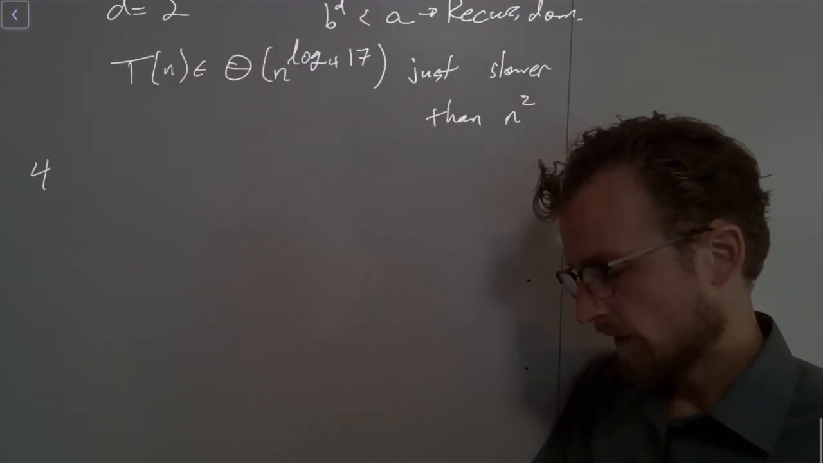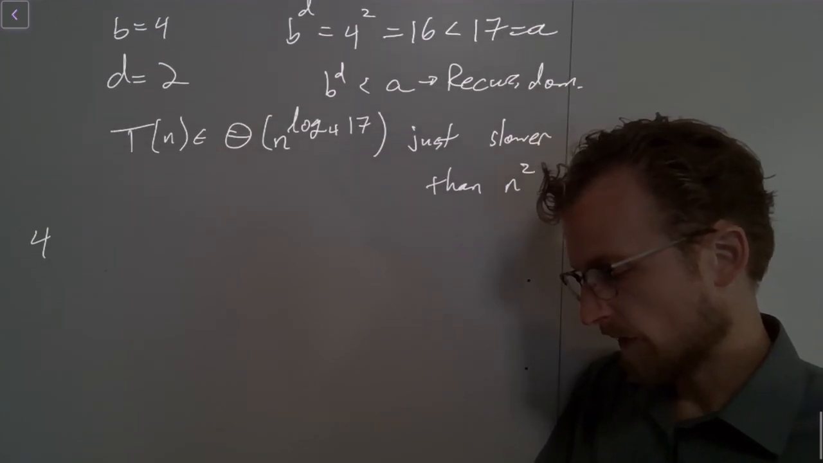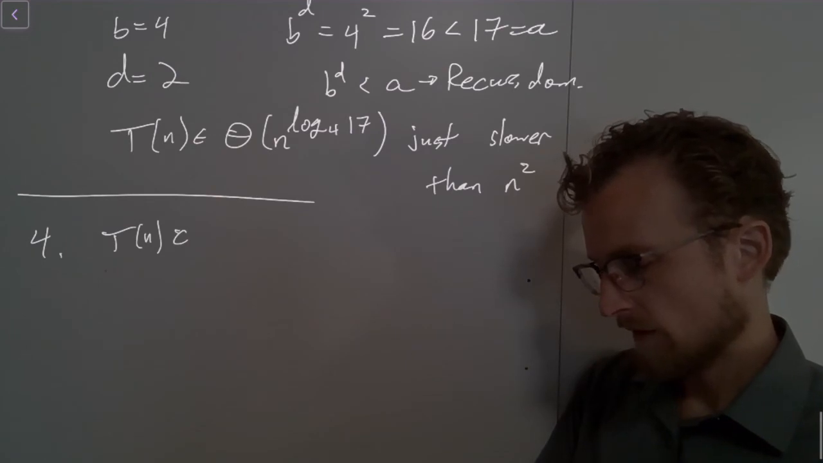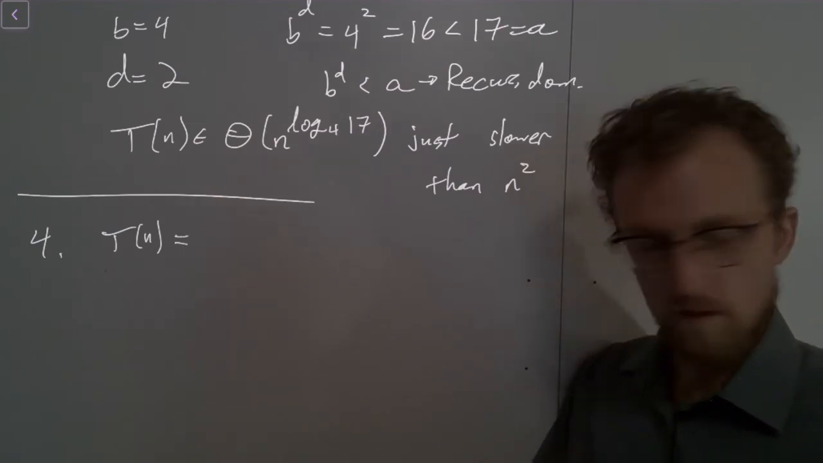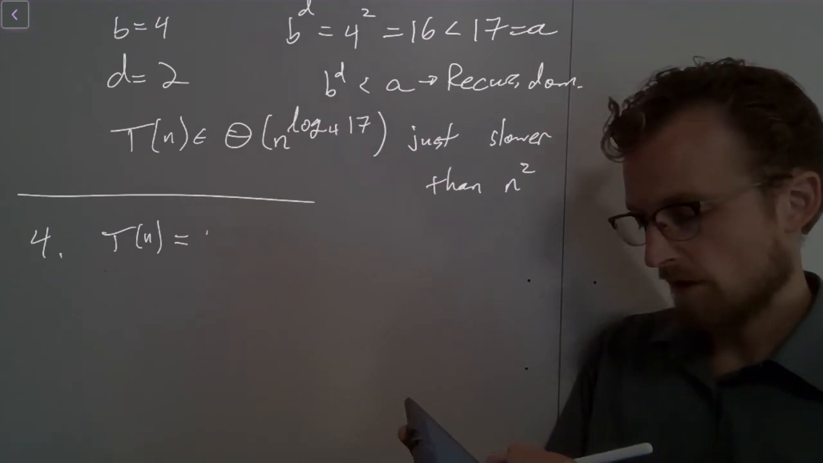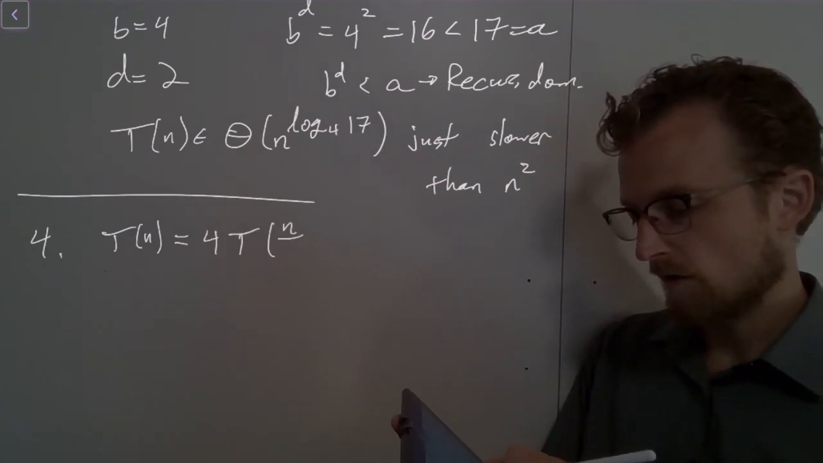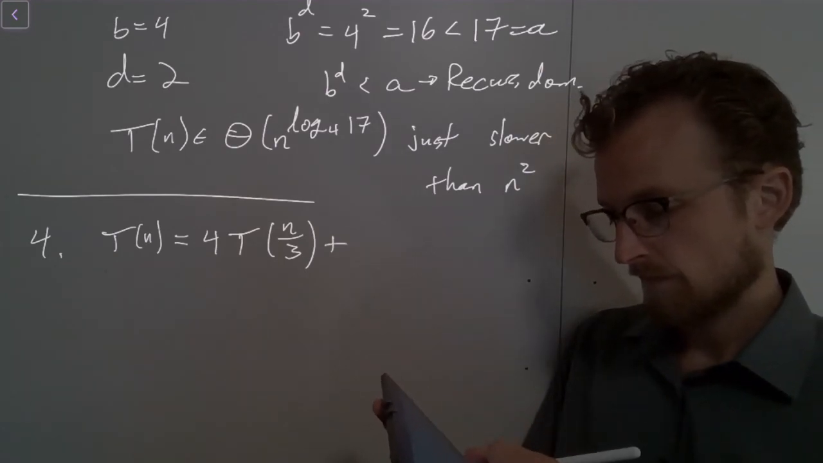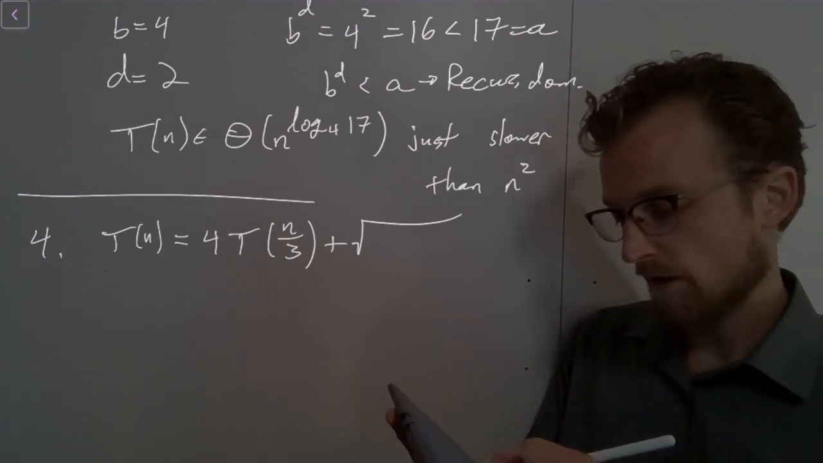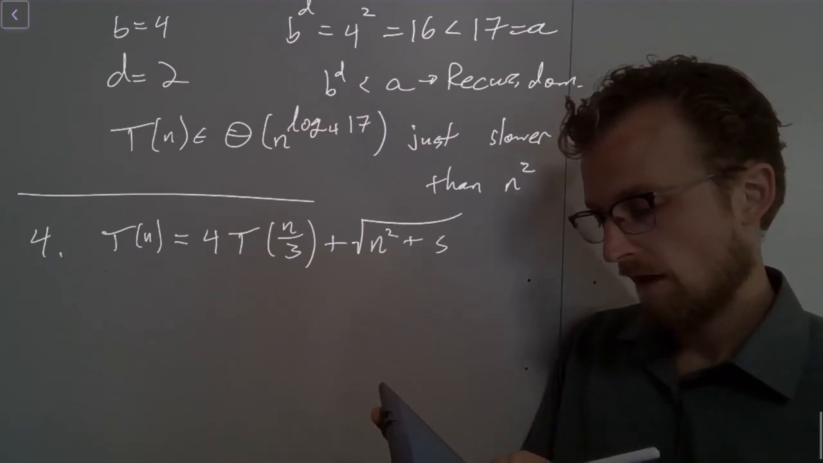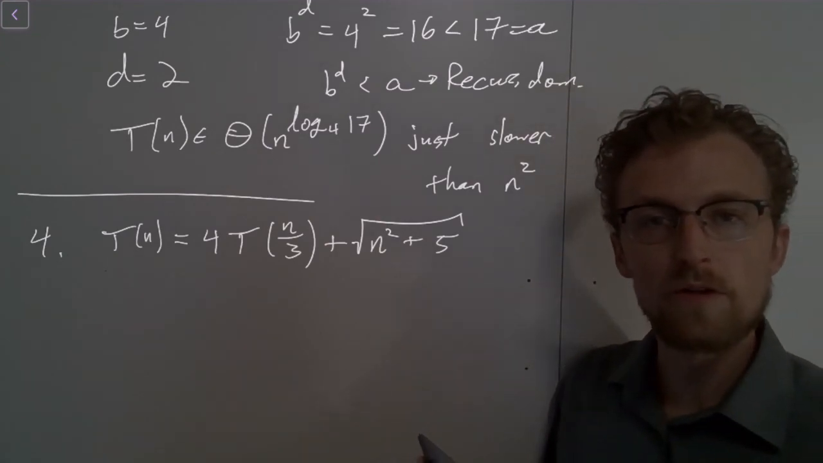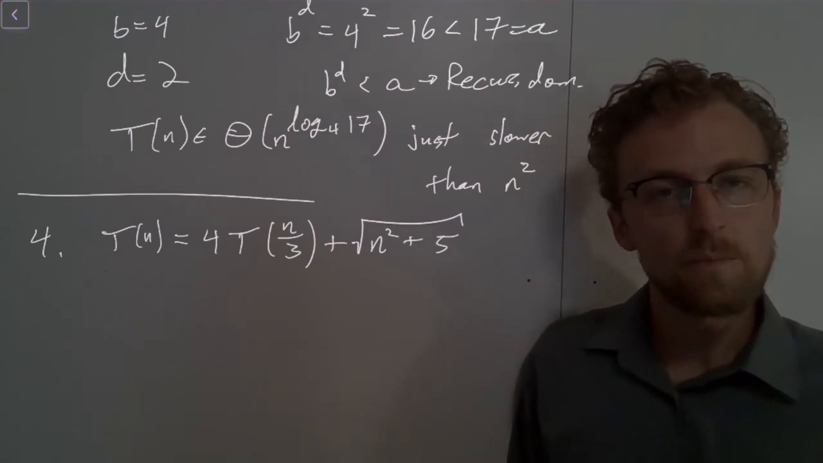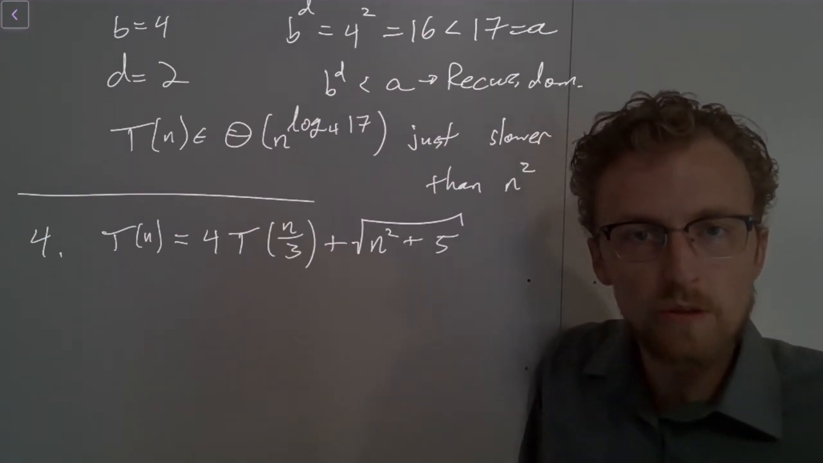Let's do one more. So our example number 4 will be T of n equals something relatively simple. So 4 times T of n over 3 plus now the square root of n squared plus 5. All right, so now we don't have a polynomial. We're not in the scenario where f of n equals a polynomial, but f of n is still a member of a polynomial complexity class.